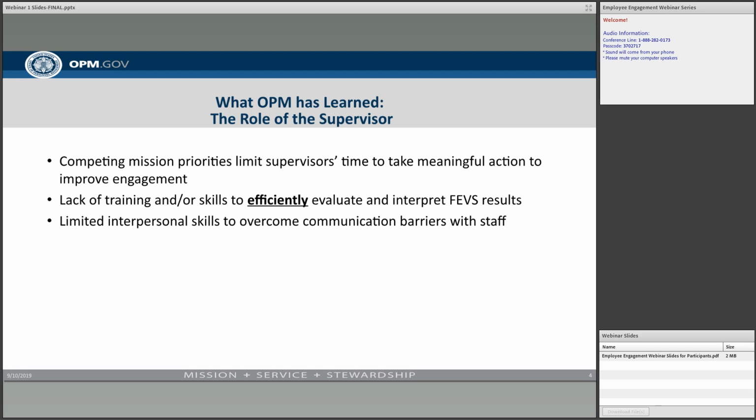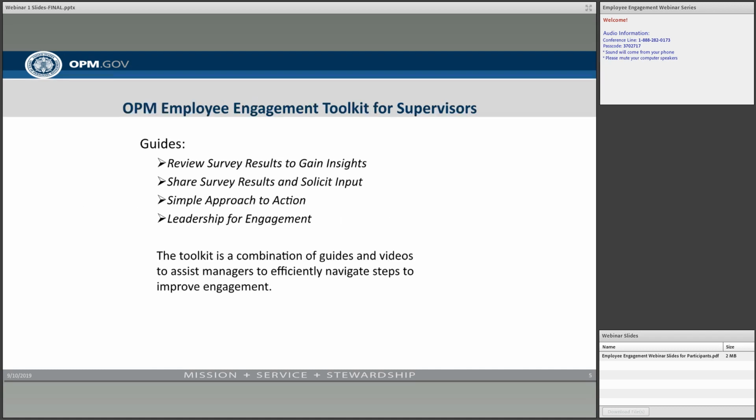We reflected on these key findings in conjunction with others, and moved forward to think about how we can help employee engagement practitioners and other HR professionals help their supervisors in this capacity, as it relates to improving engagement. In response, OPM developed a toolkit for supervisors that covers four major areas, including PDF-style guides on a web-based platform, along with videos that serve as tutorials on these various processes.